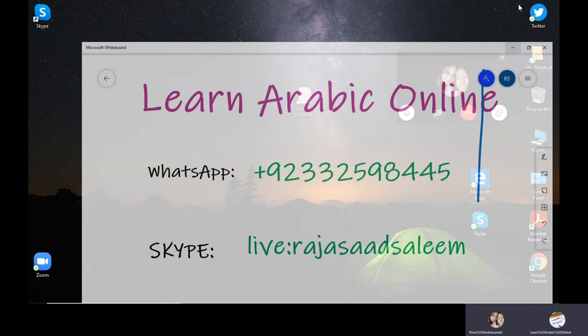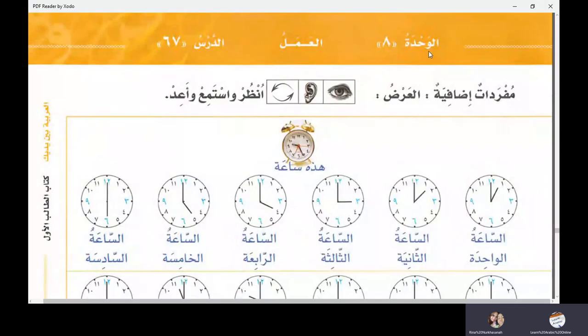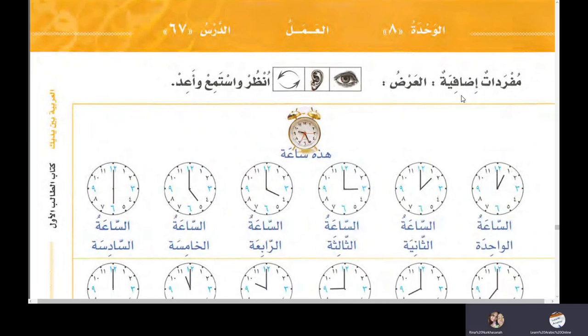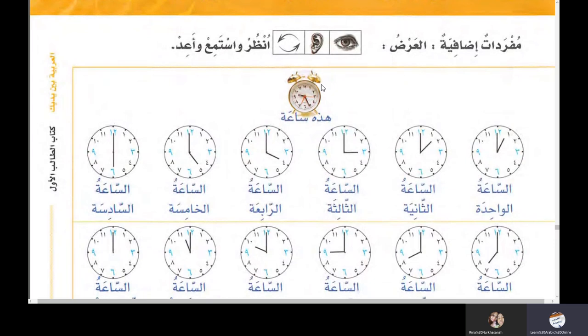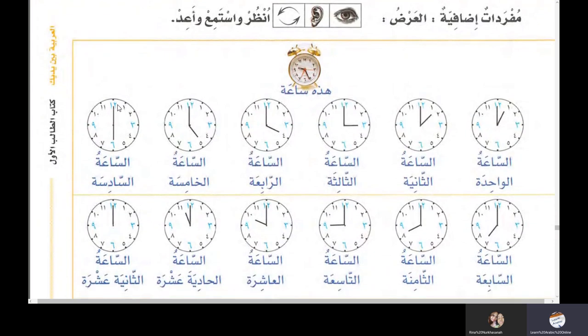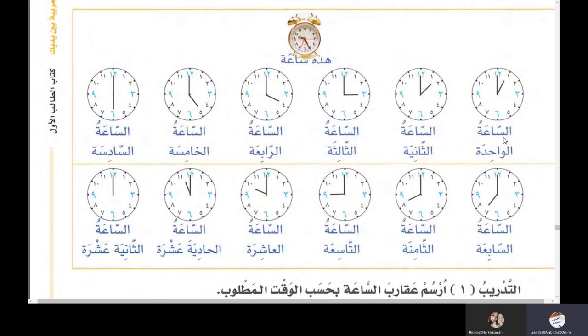Bismillah ir-Rahman ir-Rahim. Today we'll start Unit Eight, Lesson Sixty-Seven: additional vocabulary. Look and listen and repeat. This is a clock. Read this timing. The screen is not showing. Okay, now it's showing.